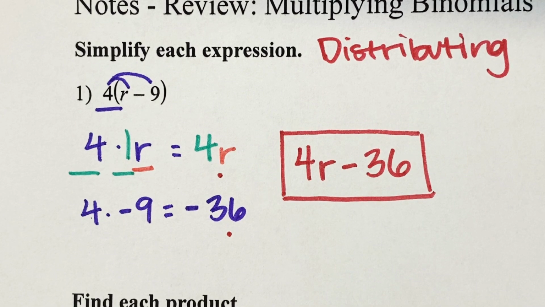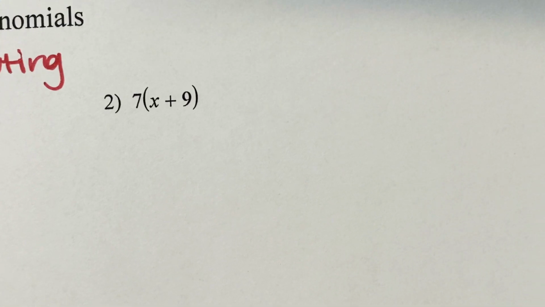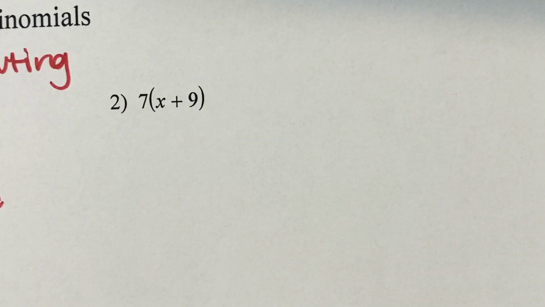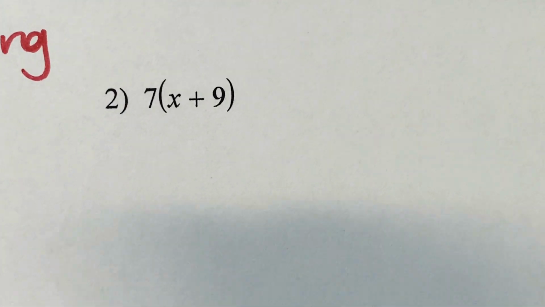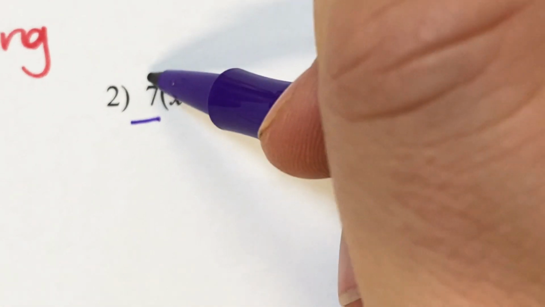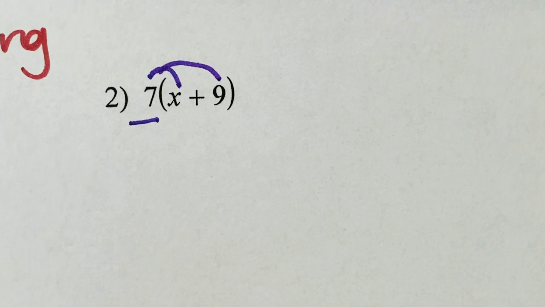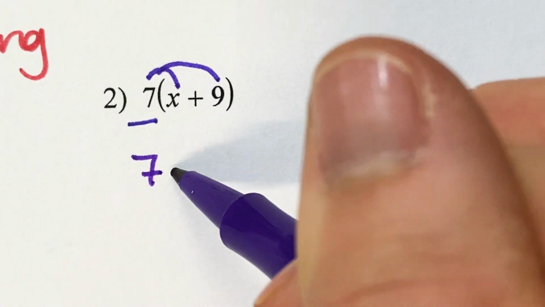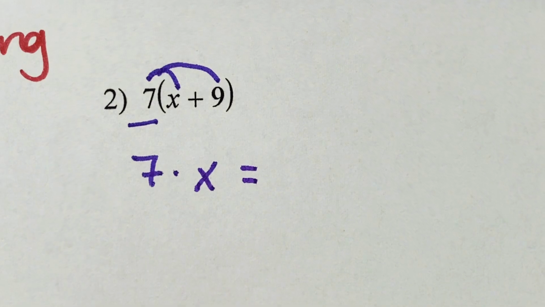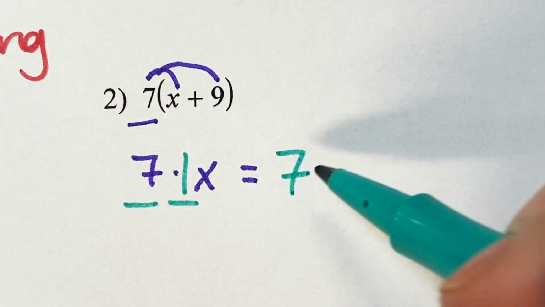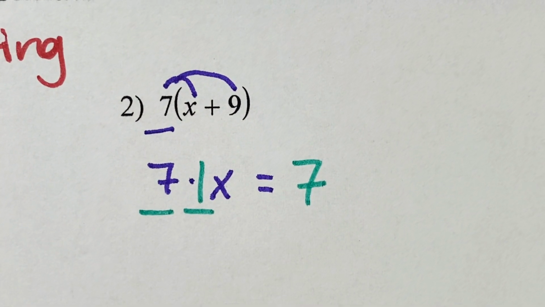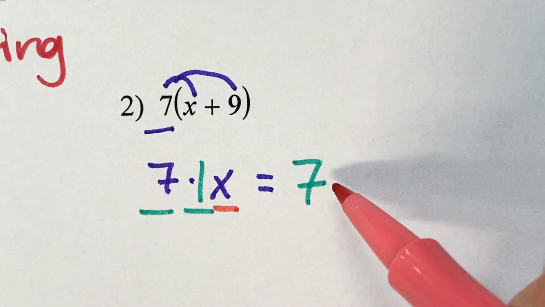Okay, so let's look at our next one. So we have our parentheses, so we need to distribute. And then what is the number that is right in front of the parentheses? So we have 7. So the 7 needs to multiply to both terms inside. So we have 7 times x. Well, what is 7 times x? Again, this is like saying 7 times 1, which is just going to give me 7. And then there was 1x being multiplied, so 7x.